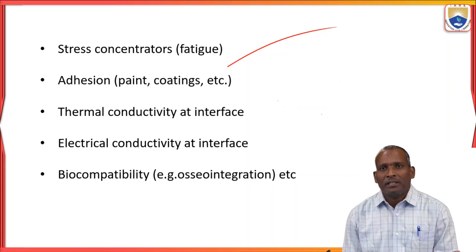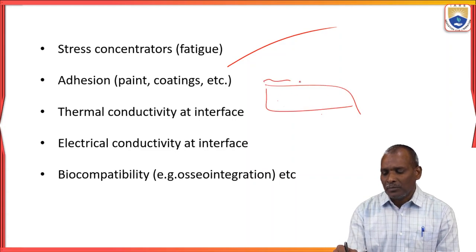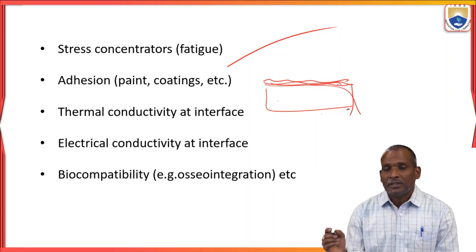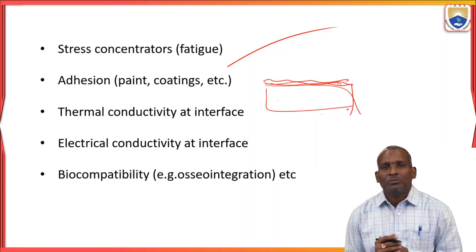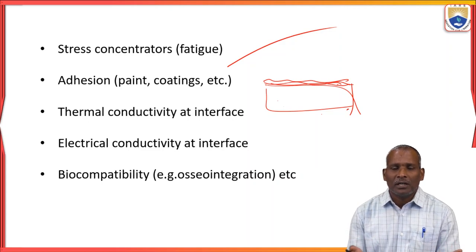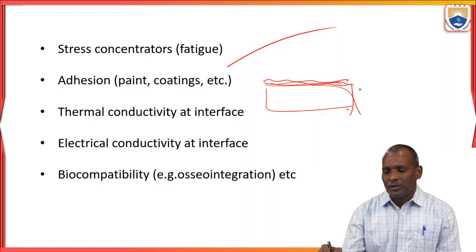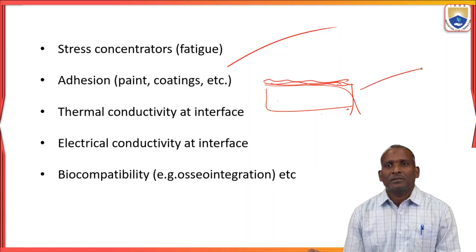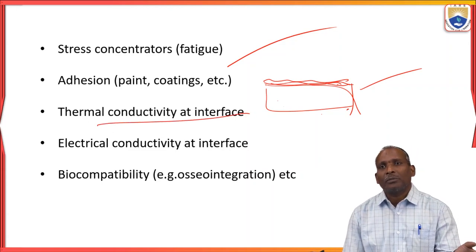Next, the adhesion property, as with paint or coatings, etc. Whatever coating you apply on the surface, based on the adhesion property you can improve it. Wear leads to problems, so to minimize wear or corrosion, you have to apply some additional materials. Then the thermal conductivity and interface: you must concentrate on the thermal conductivity of the material. You should know the properties of the material.